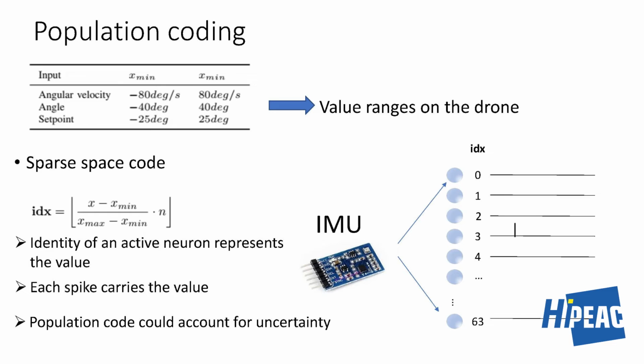The values have some range. So the question is, I have my neuromorphic chip. How can I represent these values? This is an example where I put a conventional algorithm. I want to implement a PID controller. How do I put this conventional algorithm on my neuromorphic chip?